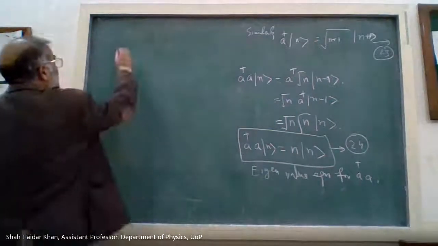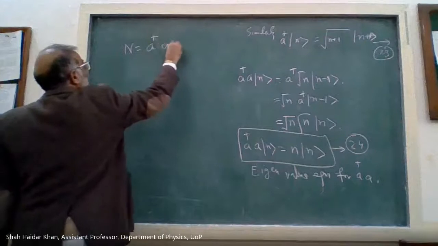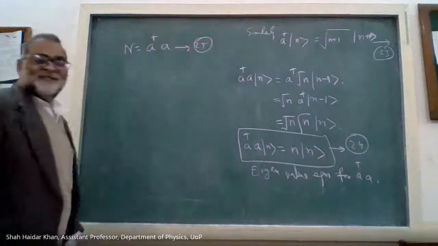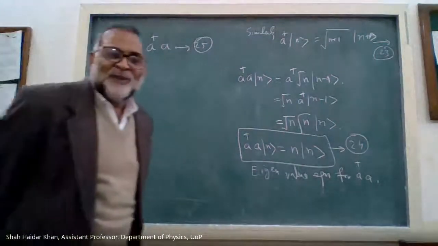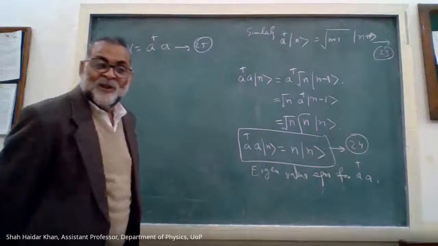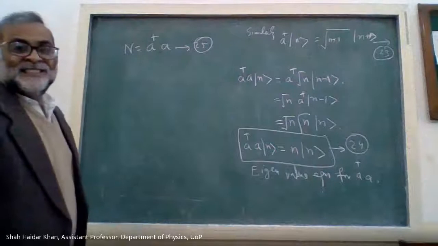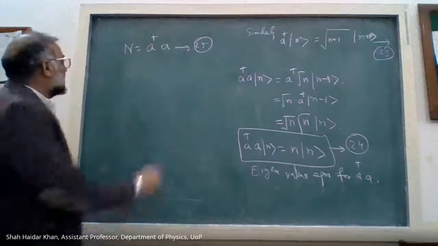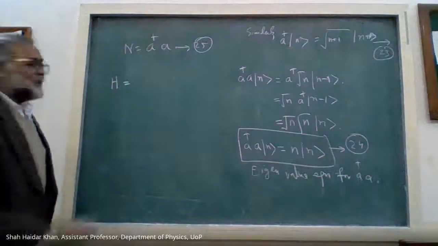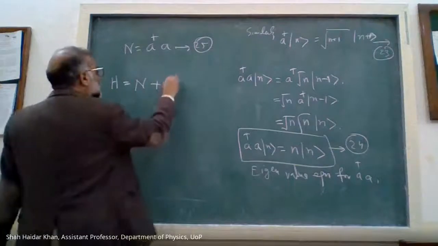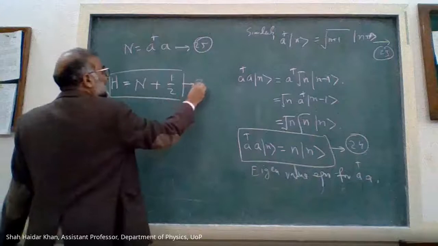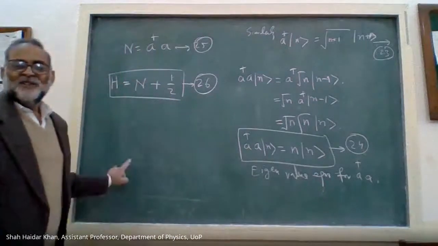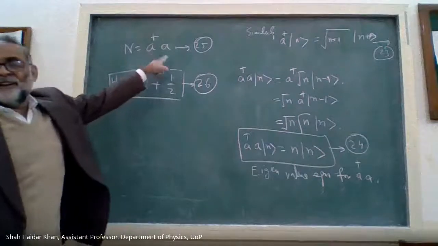Therefore, let me call this a number operator. N is equal to a Dagger a. It produces numbers. And we know that the Hamiltonian was equal to a Dagger a plus 1 over 2, so I will put this N instead of a Dagger a. So the Hamiltonian in the new form will be equal to the number operator plus 1 over 2. This is the new form of the Hamiltonian in terms of the number operator.